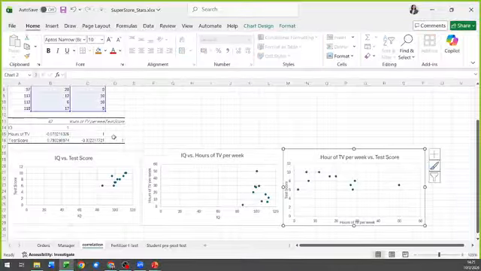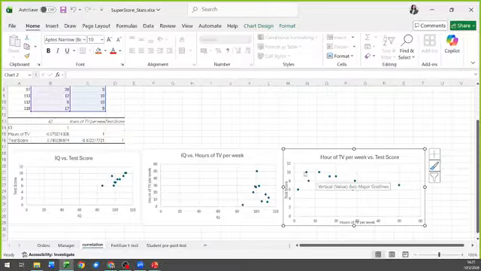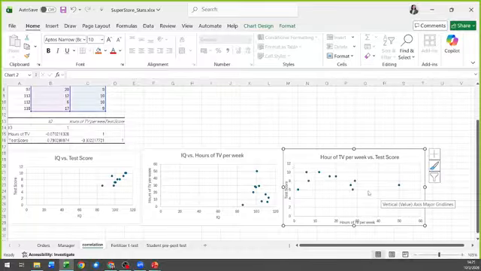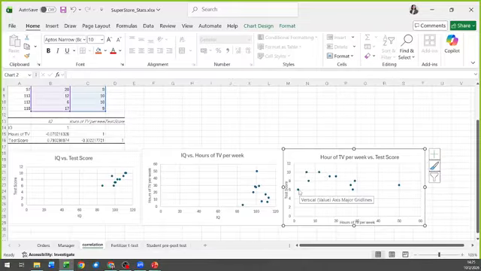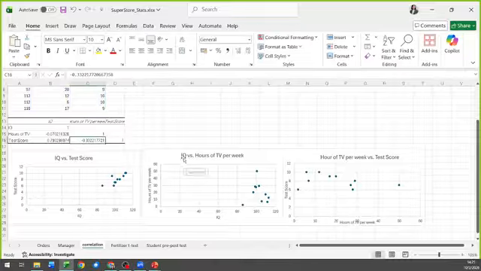How about this one? This one is negative, so it looks like this. More TV per week, lower test score. Less TV, higher test score. But there's also a little bit of an outlier over here too. This looks not like an outlier, but a bit off. So it is not a high negative correlation coefficient possibly because of these outliers.